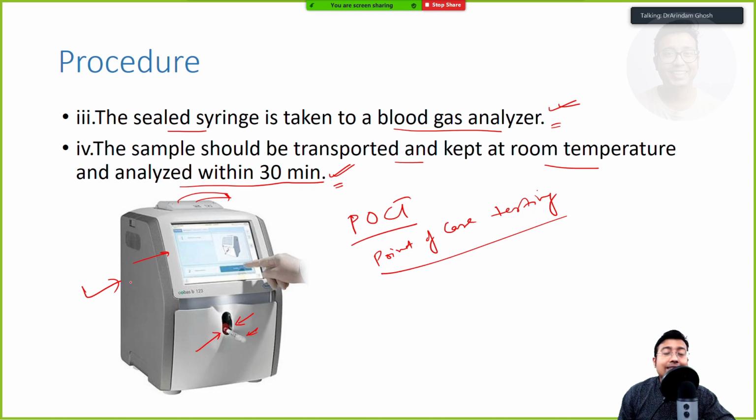However, ABG is a critical care parameter, so we cannot wait for the blood sample to be taken to the central lab, right? So you draw blood and you get it tested right there.